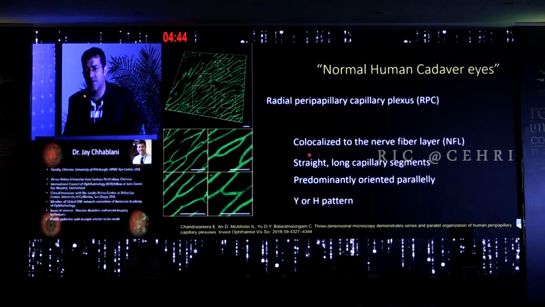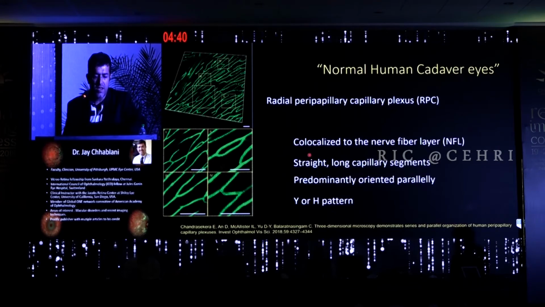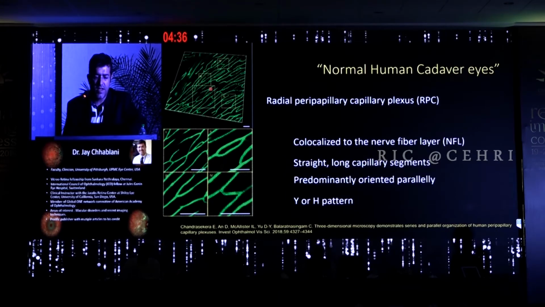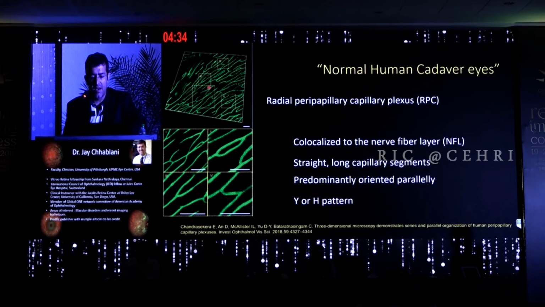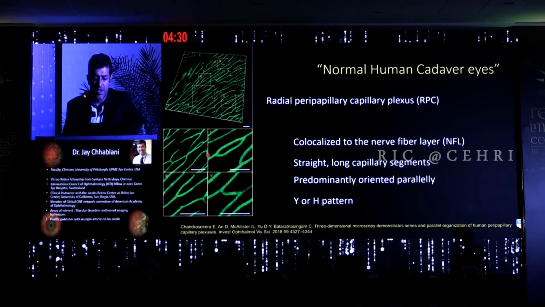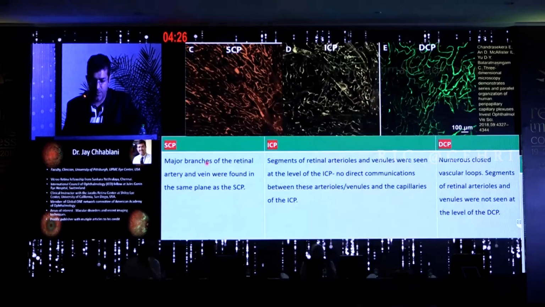Let's look at normal human cadaver eyes. This study was published from Sydney, where they again showed findings almost similar to the porcine model, where we again see these parallel radial peripapillary capillary plexuses, which are straight and long capillary segments. They are either in a Y or H pattern.